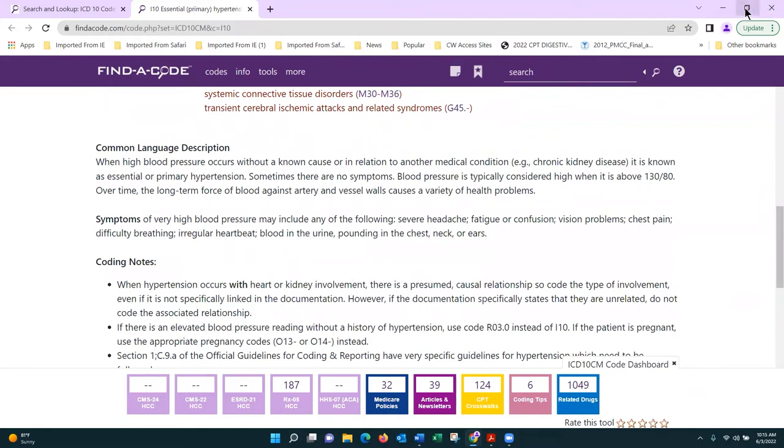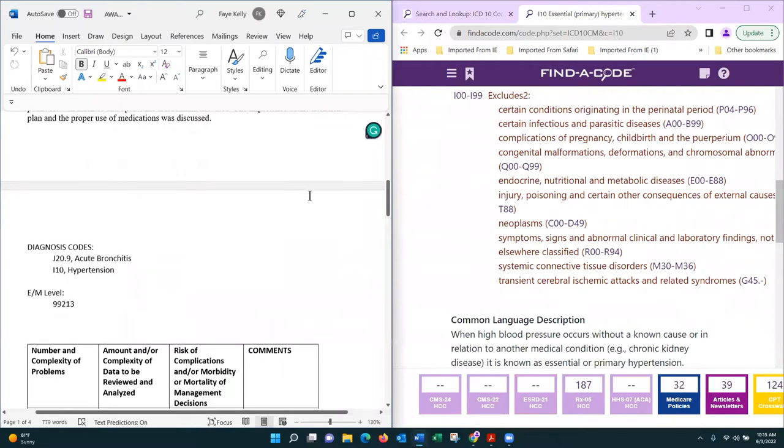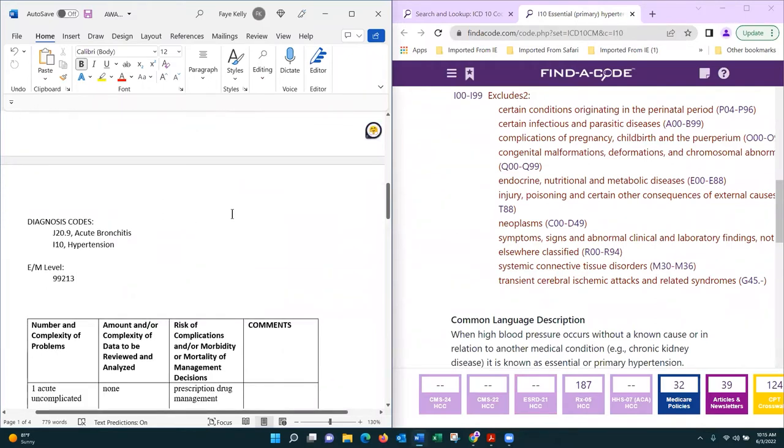All right, so I'm going to change this back and come back over here to our patient. All right, so we have two codes for this patient. Our J20.9 for the acute bronchitis and the I10 for hypertension. Any questions on the diagnosis coding?